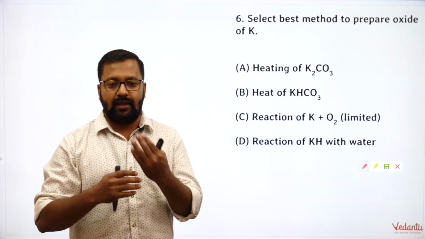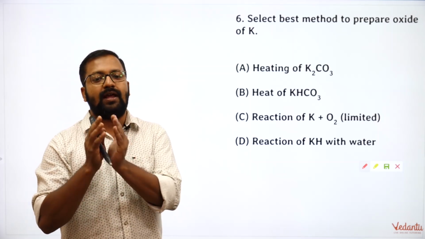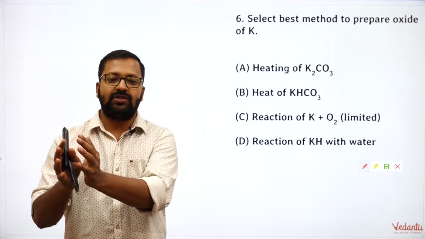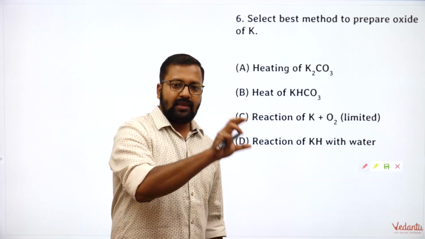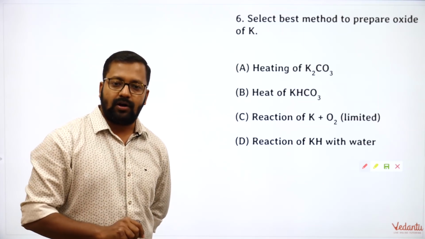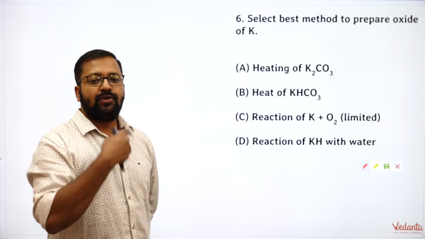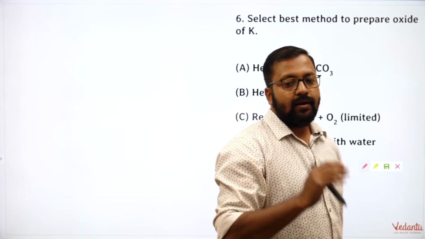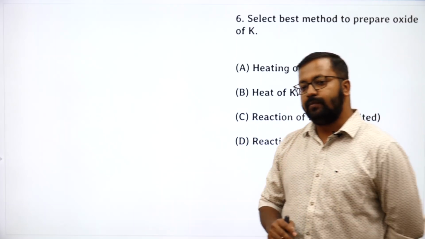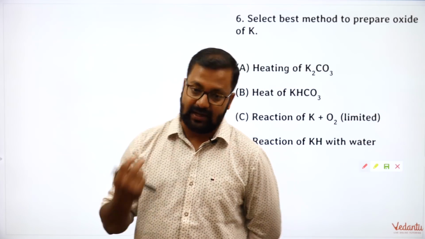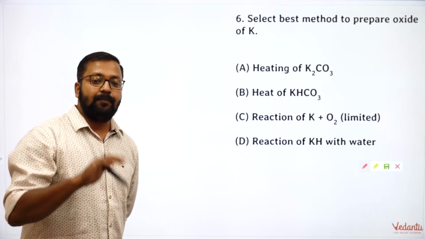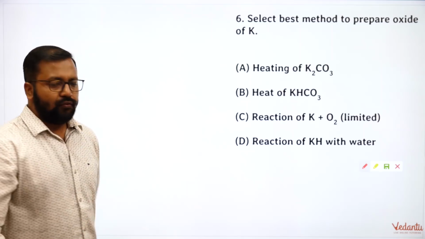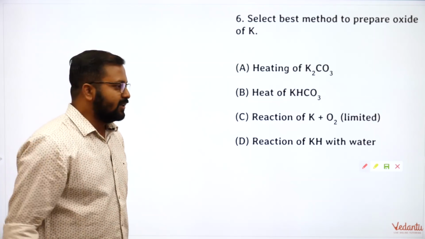Sodium if heated will tend to form peroxide because it has a lesser degree of negative charge. A high degree of negative charge will require a high charge density on the cation. So lithium is capable of forming oxide, sodium prefers to form peroxide, and potassium, rubidium, cesium prefer to form superoxides. Now in all of these, which is the right way or the best way to prepare an oxide? पहले हम identify कर लेते हैं what is not.